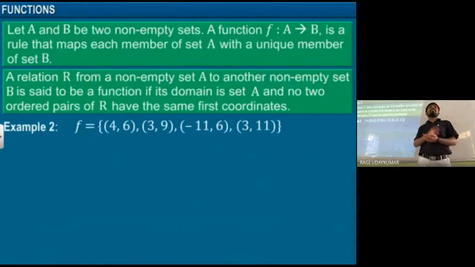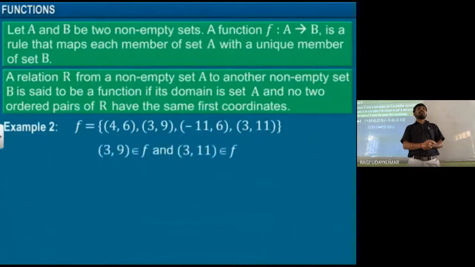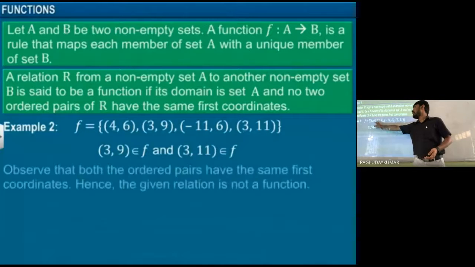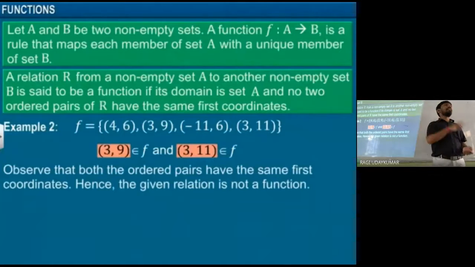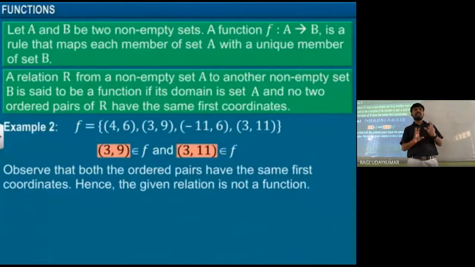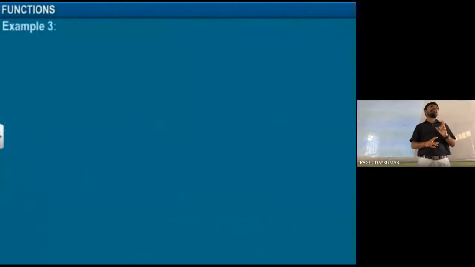One more example you see here. (3, 9) belongs to the function, (3, 11) also belongs to the function. 3 comma 9 and 3 comma 11 है, दोनों को 3 है. So 3 is having two different images. Two different images आते हैं. So this is not a function. समझ में आया? किस type of the relations are called functions.